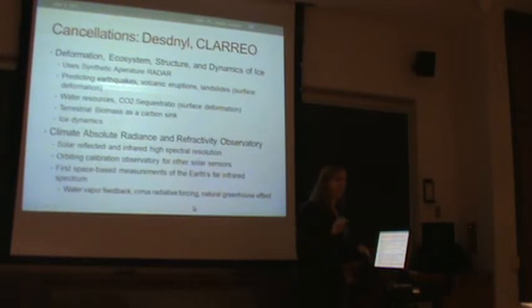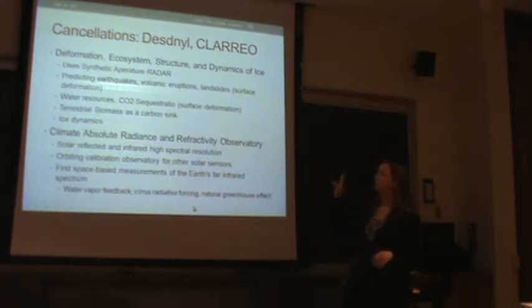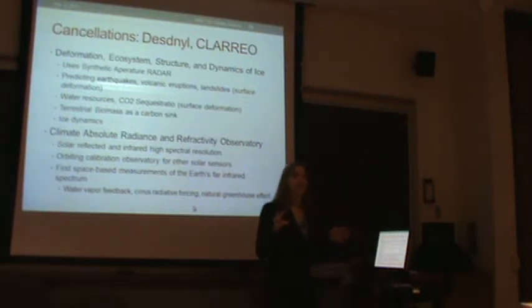So more bad news on the satellite front. These are 2 other climate satellites that just recently got canceled, I think also either in the FY 2011 or FY 2012 budget. DESDynI was supposed to look at water resources. It would help us understand whether CO2 sequestration would work and would be safe. It looks at terrestrial biomass as a carbon sink, and looks at ice dynamics. I also put in there that it was supposed to be used to help predict earthquakes, volcanic eruptions, and landslides, which isn't necessarily about climate, but seems like a good reason to launch it.